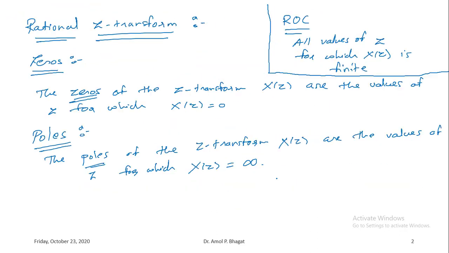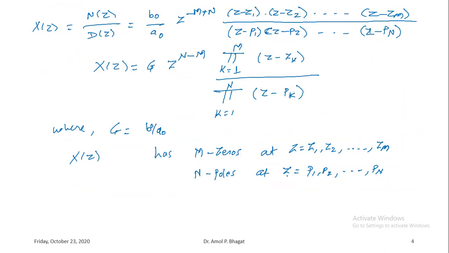We have seen the definition of zeros and poles here. Zeros are the values of z for which X(z) is 0. Poles are values of z for which X(z) is infinity. So if you substitute any one of these values of z, that is p1, p2 up to pN, in the above equation, then it will be infinity, therefore it has N poles.